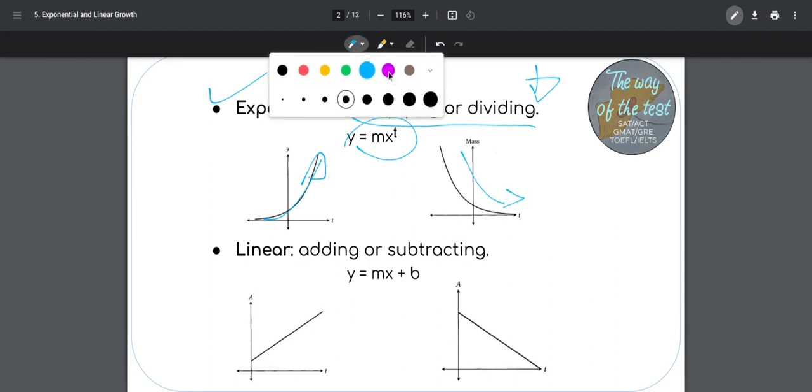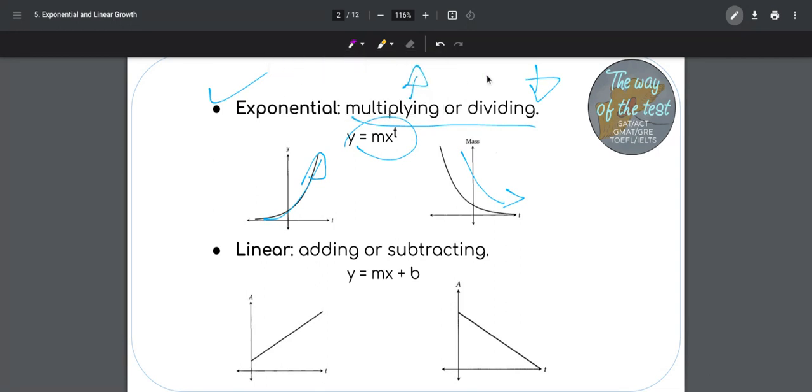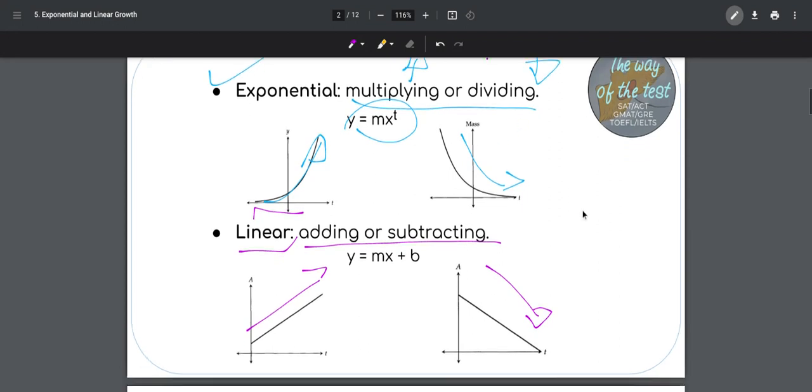Now, a linear growth or decrease is formed by adding or subtracting, and is formed like a line, that's why it's called linear, a line going up or a line going down. Pause the video right now, copy everything you see, and we're going to move on.